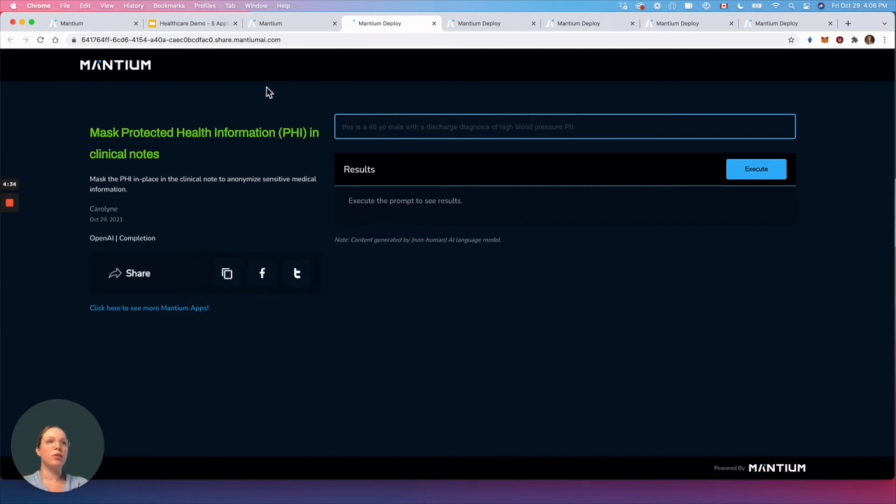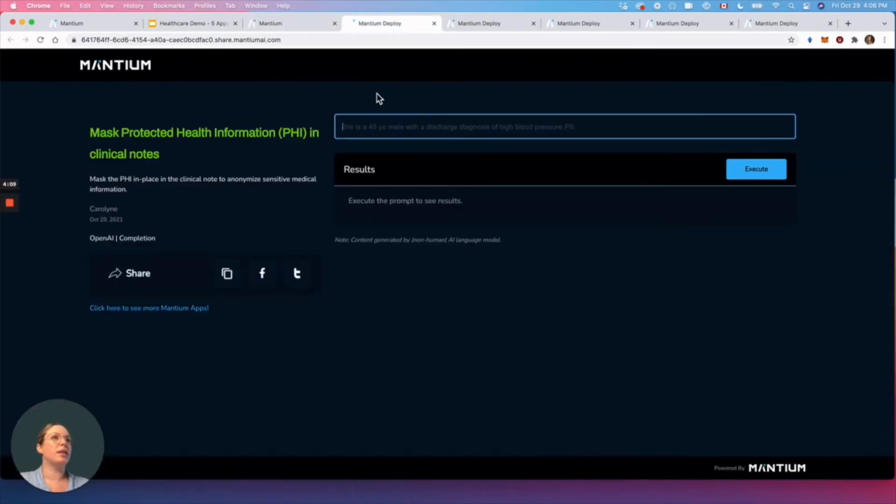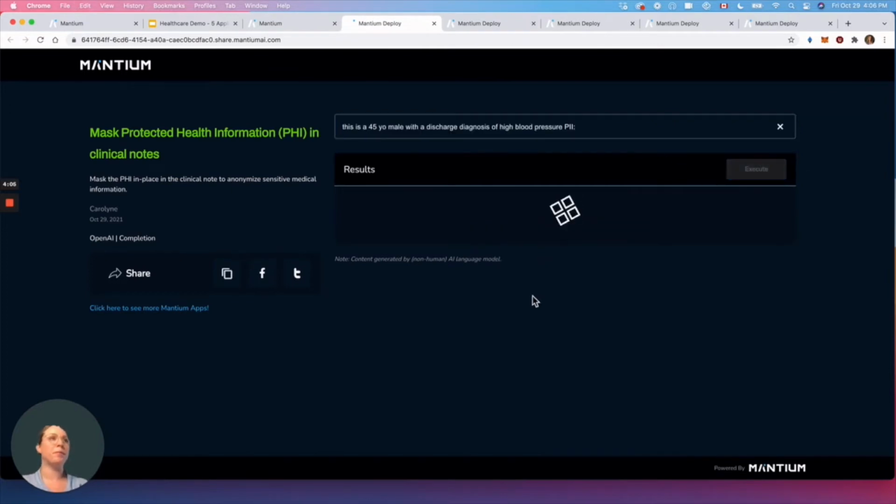Great. So now I have my application all set up for me very easily. I can share this with others within my own company or with whoever I'm demoing with. And so this use case here is about masking the protected health information in clinical notes. And now I'm going to go ahead and just grab my input rather than typing it out. And let's take a look at the output of this endpoint.